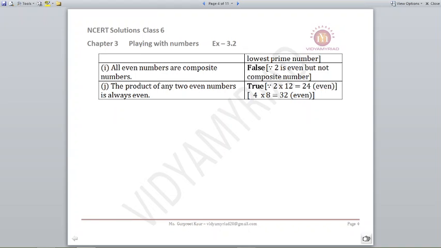The product of any two even numbers is always even. Do it with the help of examples. 2 multiplied by 12 is 24. 4 eights are 32. In both cases we got even. So it's a true statement.